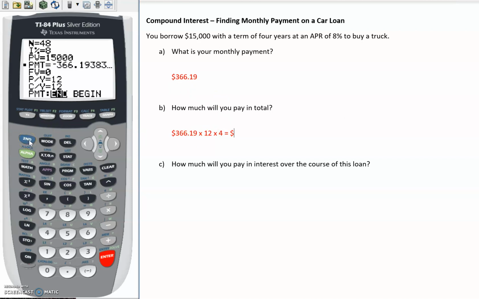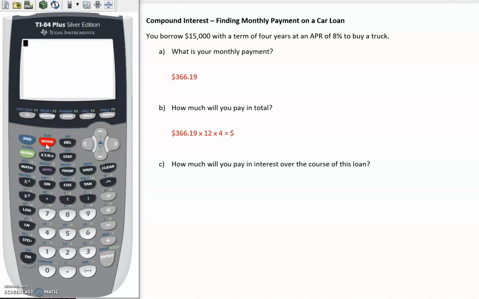So there are a couple different ways to look at it. But let's use our 366.19 and say, what does that look like if we do times 12 times 4? And we would get 17,577.12. It should be larger than what we borrowed, right? So this is bigger than 15,000 because we had to essentially pay for getting that money up front, and that's essentially what interest is.